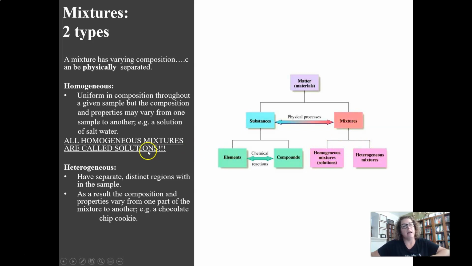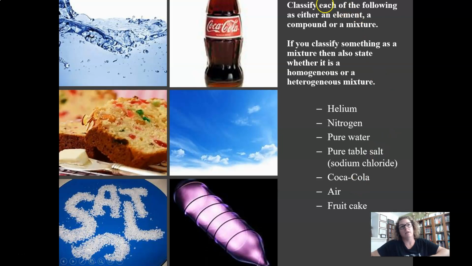As you see right here, every homogeneous mixture is called a solution. Now let's do a couple examples. If you had to classify each of the following as either an element, a compound, or a mixture, and if it is a mixture, whether it is homogeneous or heterogeneous. Take helium, for example. I know helium as a gas, as you see in the picture at the bottom, and we know helium in balloons. But helium is an element, one of those naturally occurring elements, so I'm going to put a big E right next to it.